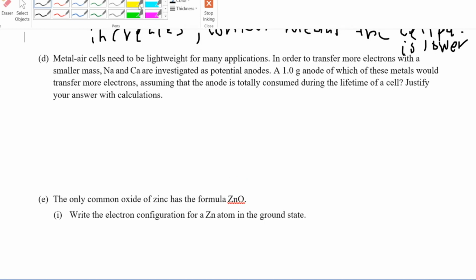Now let's move to the next question. Let's highlight for this one because it seems like a long question. Metal air cells need to be lightweight for many applications in order to transfer more electrons with a smaller mass. Sodium and calcium are investigated as potential anodes. Remember those from the table above. A 1 gram anode of which of these metals would transfer more electrons, assuming that the anode is totally consumed during the lifetime of the cell?